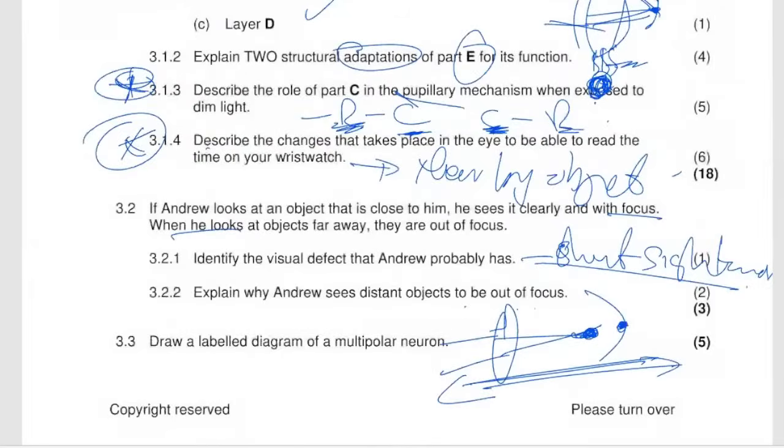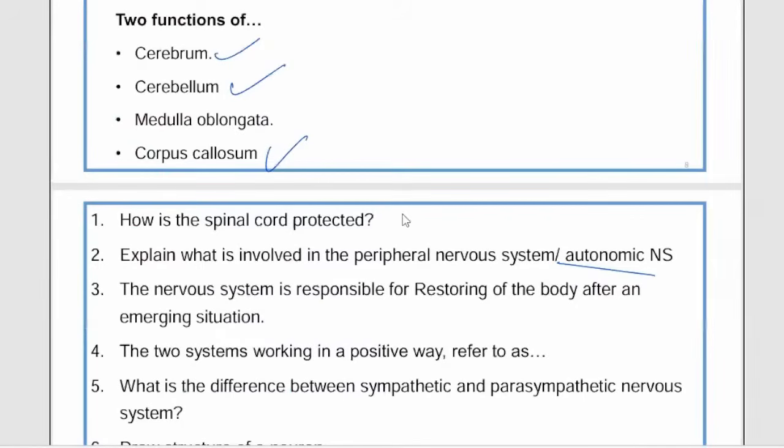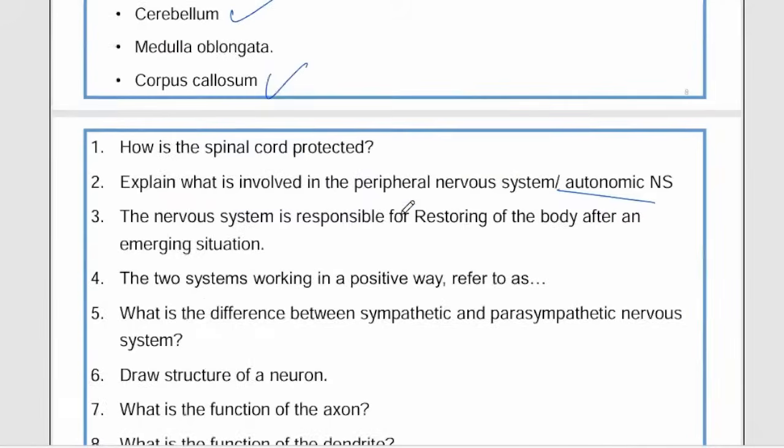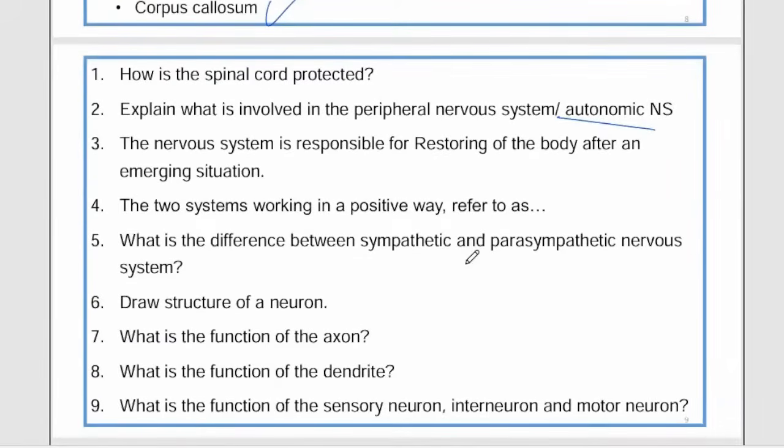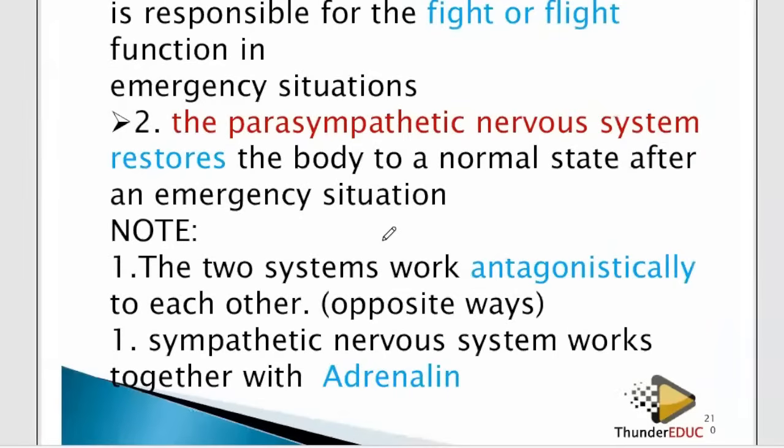So we continue with our catch up. The nervous system responsible for restoring the body after emergency, we say that is the parasympathetic nervous system. Name two systems which work in opposite ways, referred to as antagonistic. Antagonistic, this is what we are talking about: two systems working against each other in the opposite way.